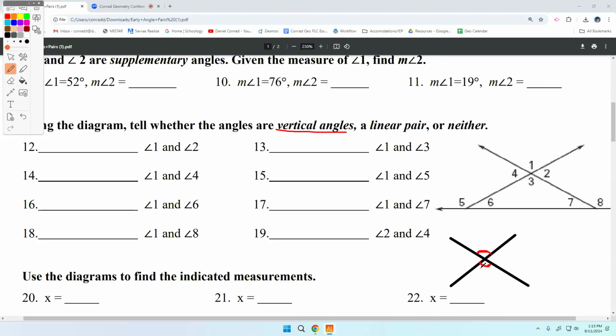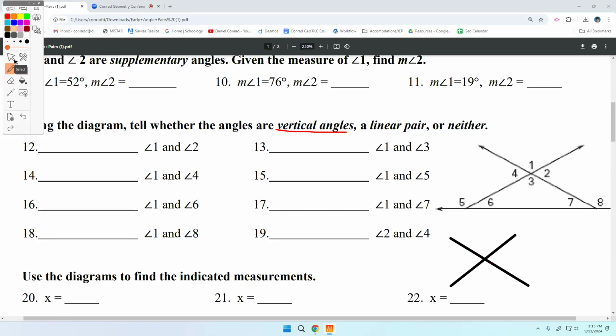So officially your definition is two non-adjacent angles that are formed by two lines that intersect. So basically you have an X that forms when two lines intersect, and then the ones that are across from each other. Right? So that would be an example of vertical angles. Linear pairs would be adjacent, right up next to each other.